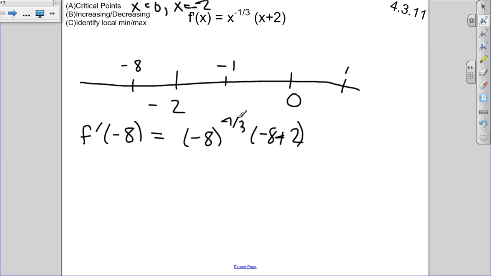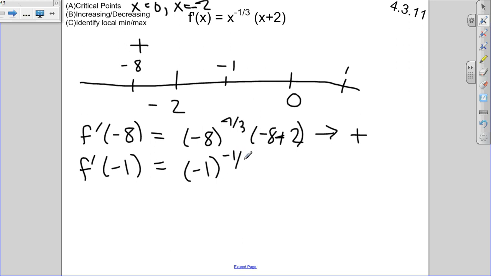And we can see that this is going to give us a negative number and this is going to give us a negative number. So that's going to yield a positive. So it's positive on this range. Then let's see what's happening at negative 1. Negative 1 to the negative 1/3, negative 1 plus 2. So this is going to give us a negative value, and this is going to give us a positive value. So a net overall negative value on this range.